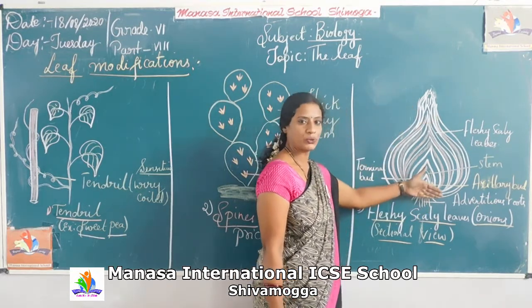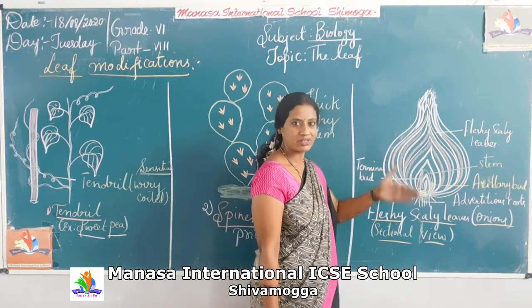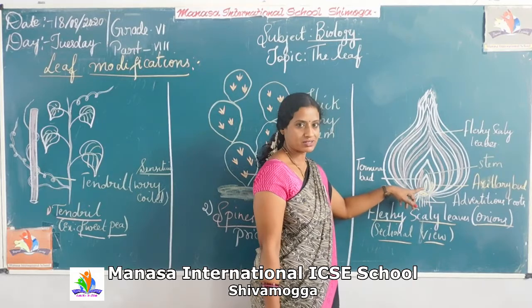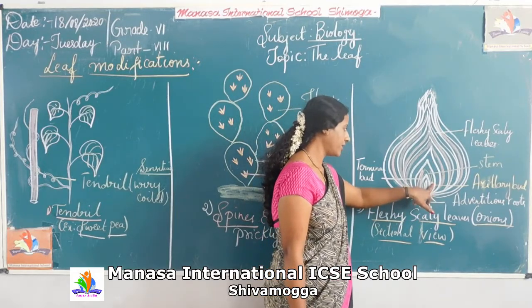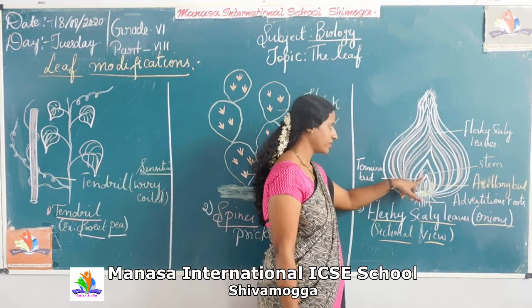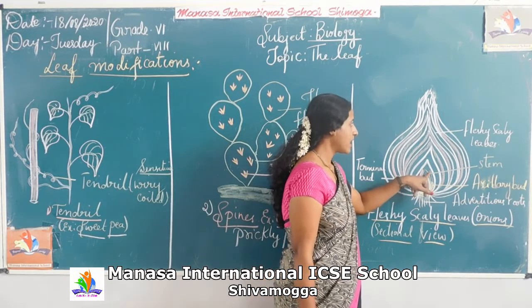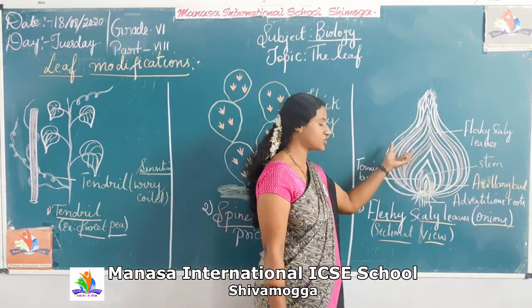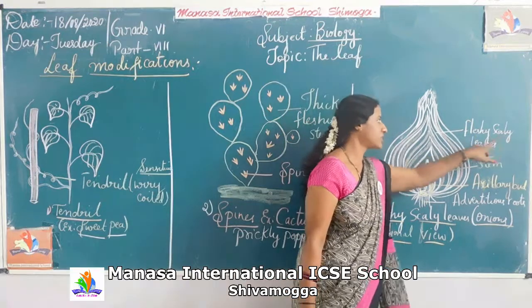This is a sectional view. When you take an onion and make a vertical section, these are all the parts visible in the onion. So this is the adventitious root, this is the axillary bud, and this is the terminal bud. Then the stem is found here, right? And the complete pink and whitish part, which is fleshy and edible, okay, that is known as fleshy scale leaves.